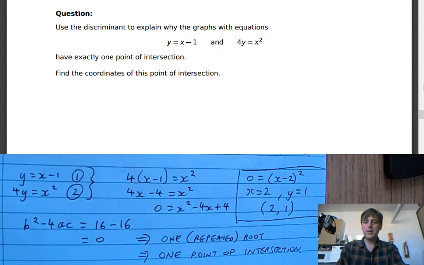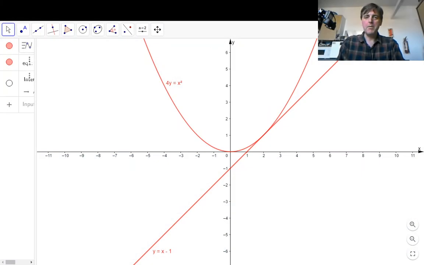Let's just confirm that by looking at the graph plotter here, and you can see that the line and the curve are just intersecting at a single point here. Let's get the graph plotter to tell us where that is, and there it is, confirming that the correct answer for the point of intersection is the point with coordinates 2, 1.